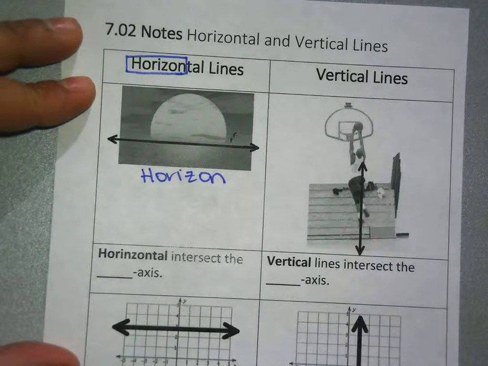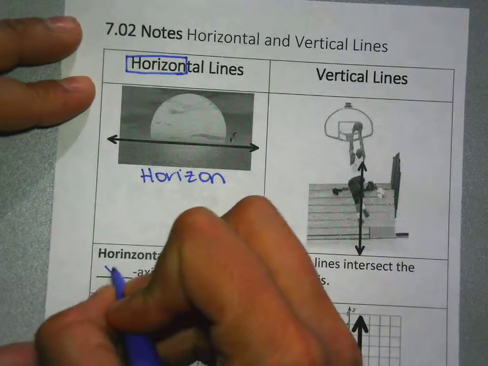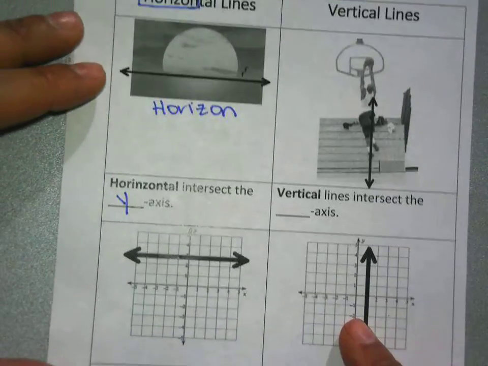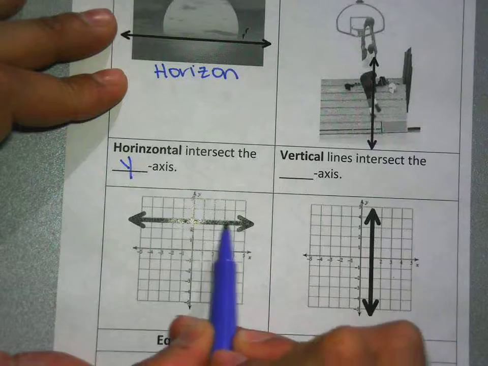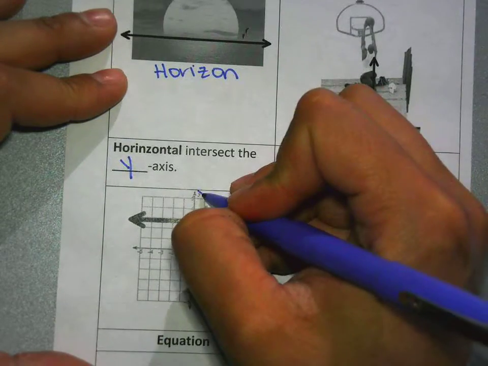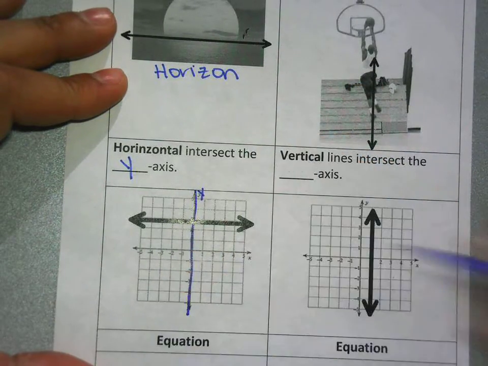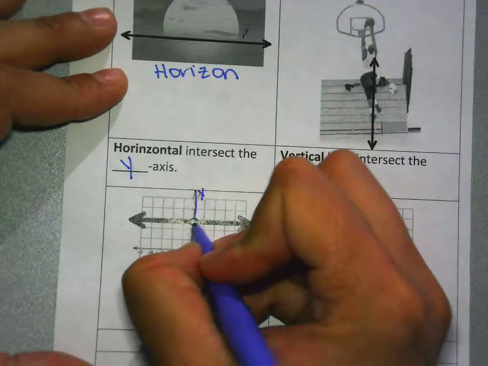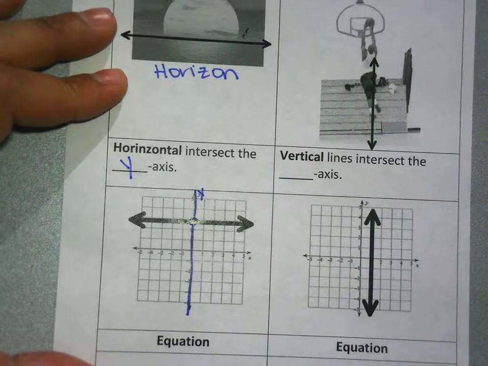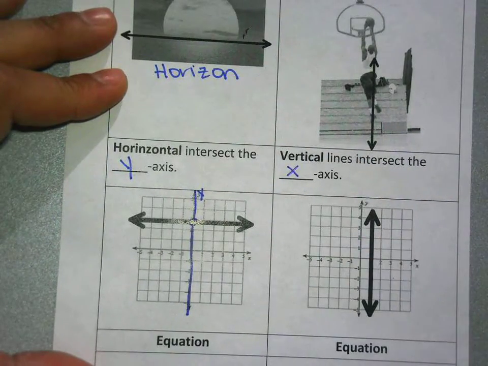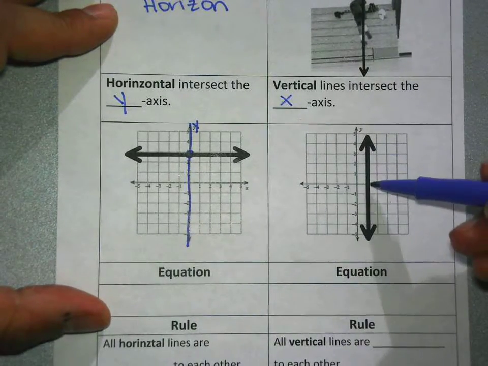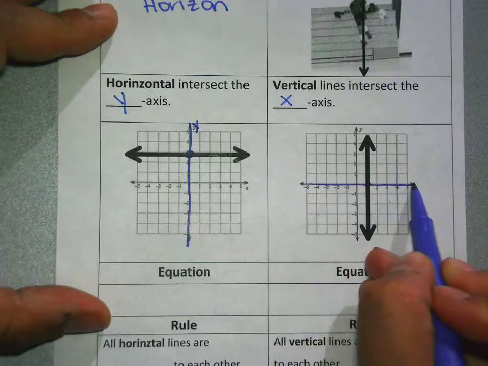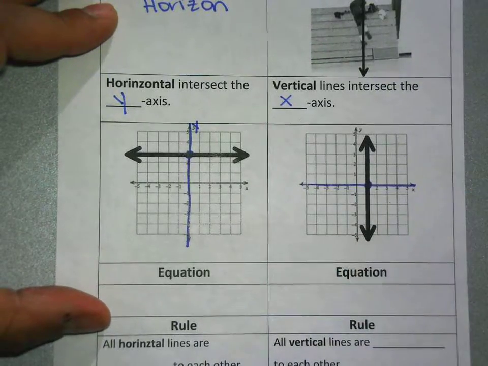Horizontal lines intersect the y-axis. You can see that in this graph below. This horizontal line is going through the y, and it's actually touching our axis at y equals 3. Vertical lines intersect the x-axis, and again you can see that with this vertical line which is going through x equals 1 on the x-axis.